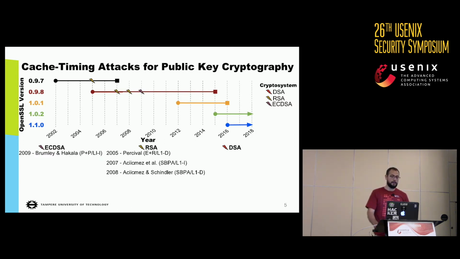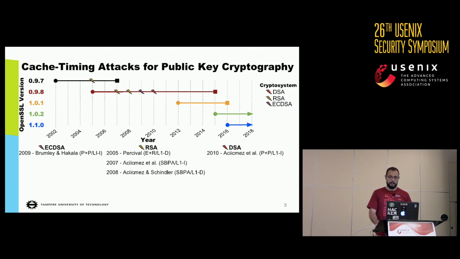And then in 2009, Billy and Risto performed an L1 instruction cache attack using the prime and probe technique to recover secret keys of ECDSA. This was one of the first attacks on ECDSA. They showed that it was possible, and for their attack they used thousands of signatures to be able to recover the secret key.